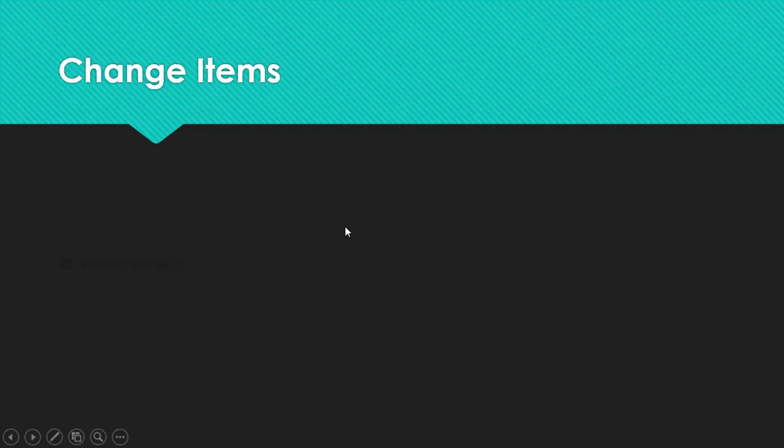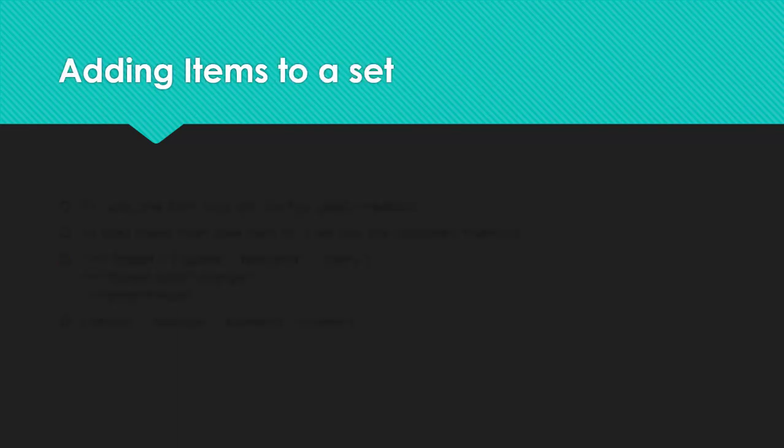The answer is pretty simple. You cannot change items in a set because it is unindexed and unordered. So you cannot access an individual item directly. Therefore, you cannot change it. Let's move on to the next topic, which is adding items to a set.